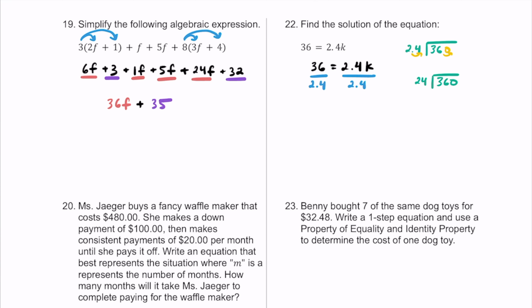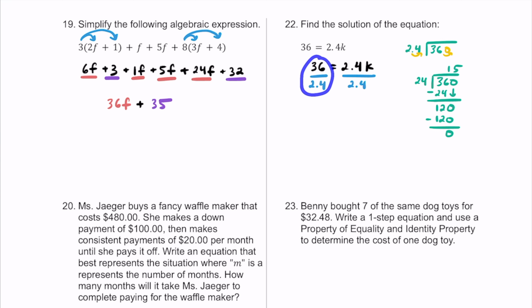24 goes into 36 one time. 1 times 24 is 24. Then 36 minus 24, that's going to be 12, bring down the 0. Then 24 times 5 gets you exactly 120. And so we know the answer is 15 here.